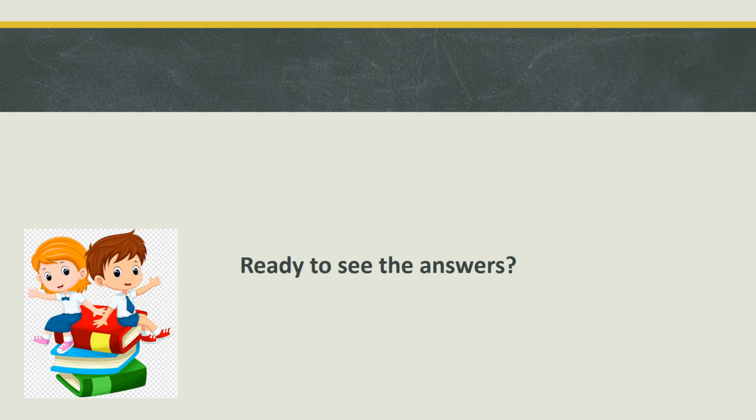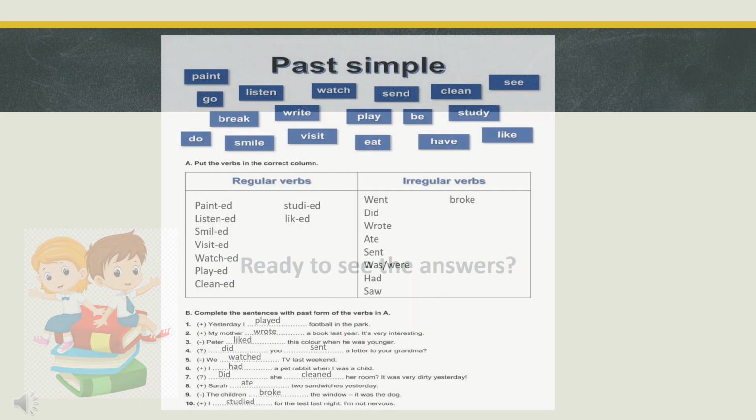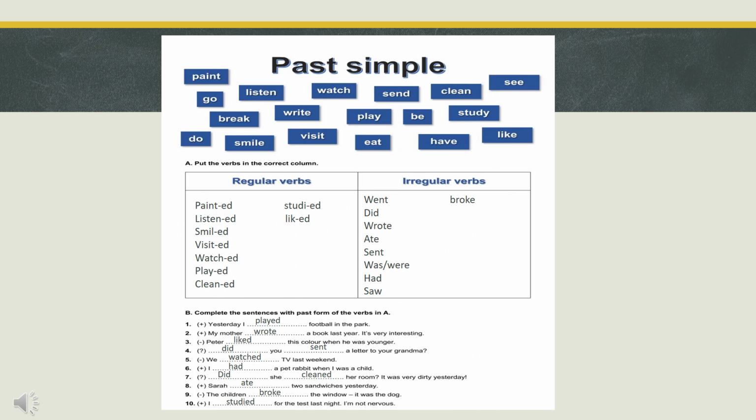Ready to see the answers? Exercise A. Put the verbs in the correct column. Regular verbs: painted, listened, smiled, visited, watched, played, cleaned, studied, liked. Irregular verbs: went, did, wrote, ate, sent, was, were, had, saw, broke.